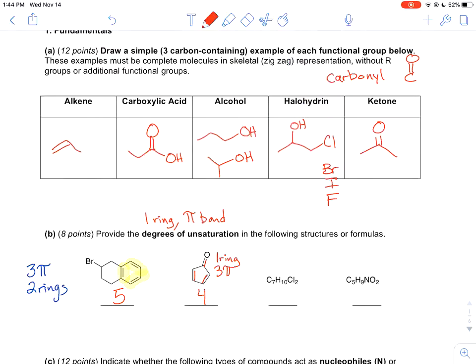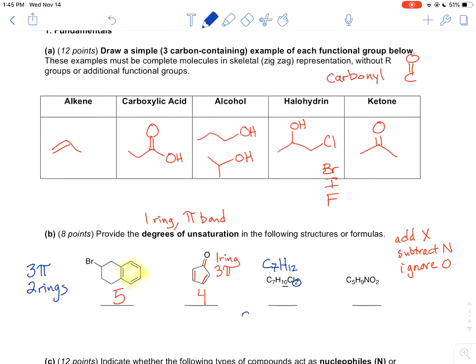For these next ones, we have to use our strategy or formula where we remember that we're going to be adding any halogens to make what we call a hydrocarbon equivalent. We're going to subtract any nitrogens, and we're going to be ignoring any oxygens because they don't affect the degrees of unsaturation. So for the hydrocarbon equivalent of this compound, C7, we would have to add the number of halogens, which is 2, to the number of hydrogens. So its hydrocarbon equivalent is C7H12.